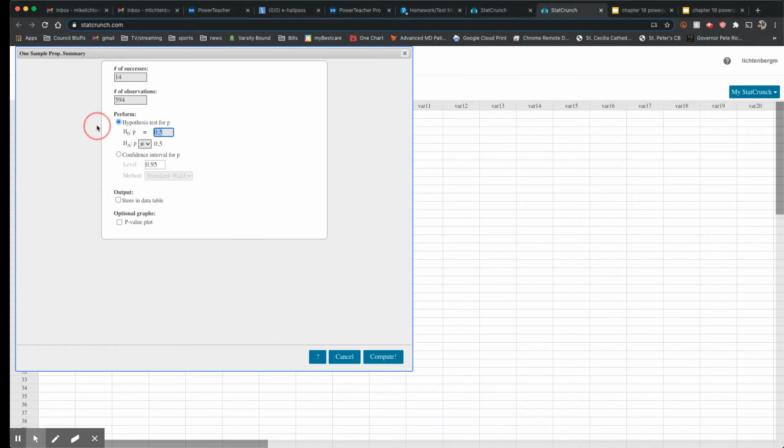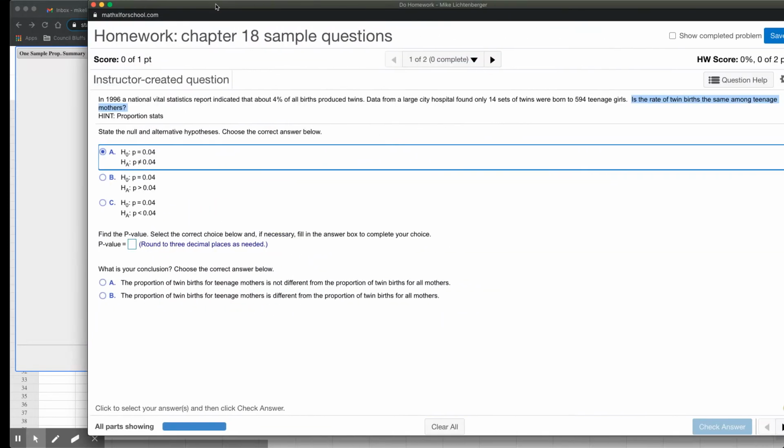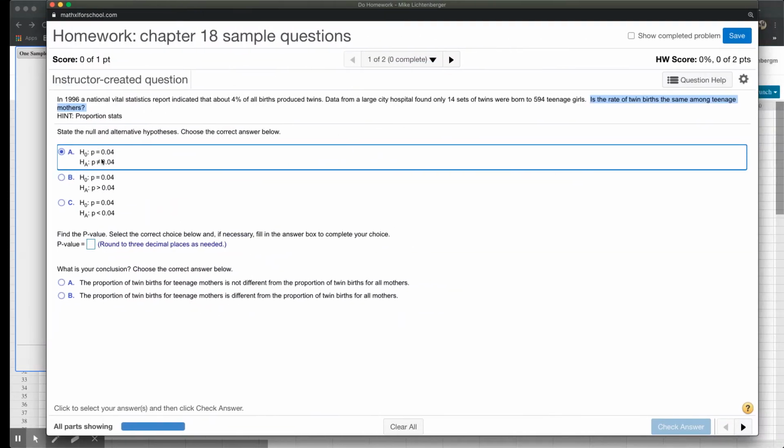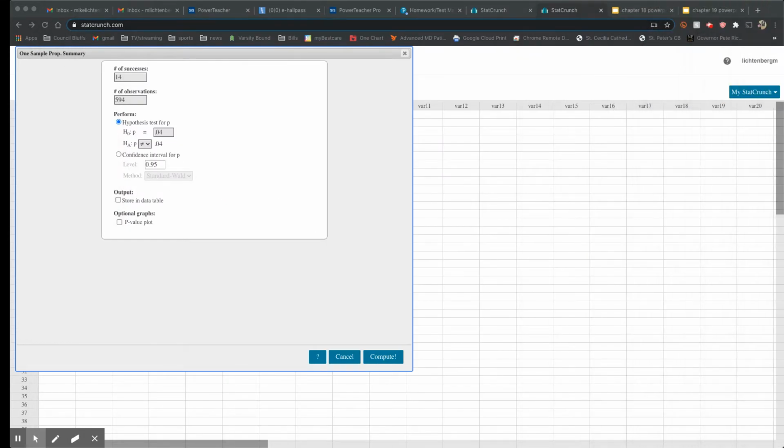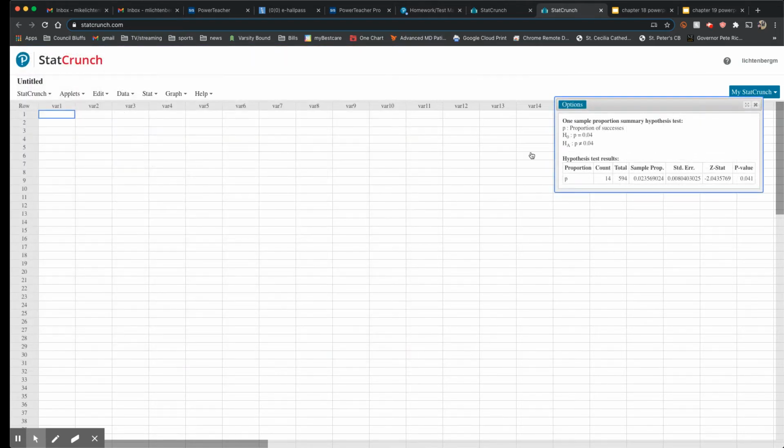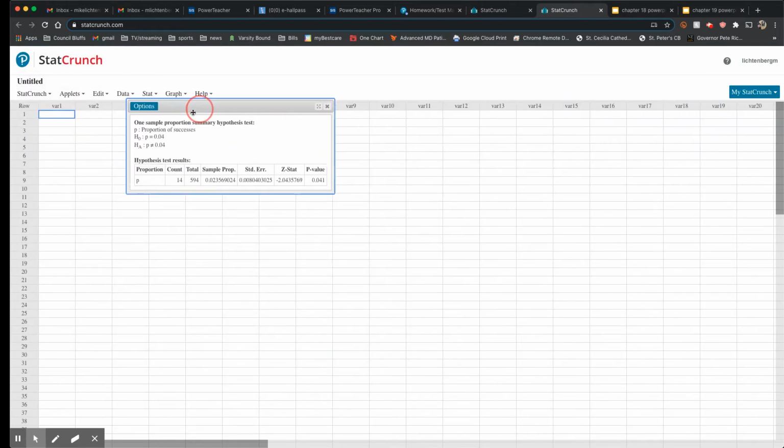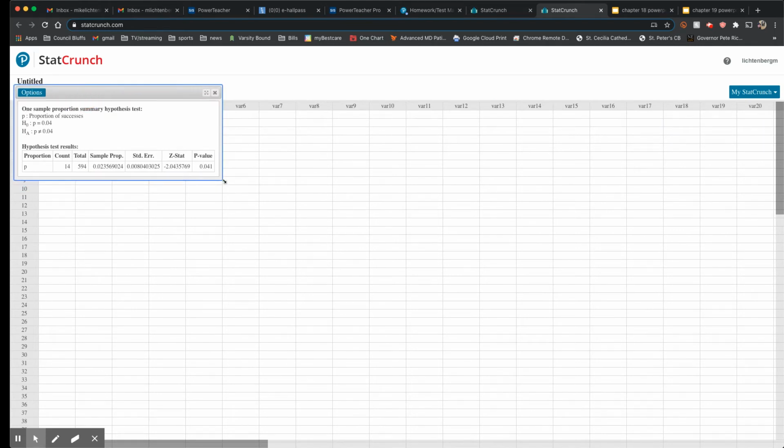So we're going to put the decimal form of that. We're going to change that to 0.04, not 0.01, 0.04. And then for this drop-down menu, we had already chosen the null and the alternative hypothesis to be equals and not equal to. We don't need to change that because it already is not equal to. And we're going to go to compute.